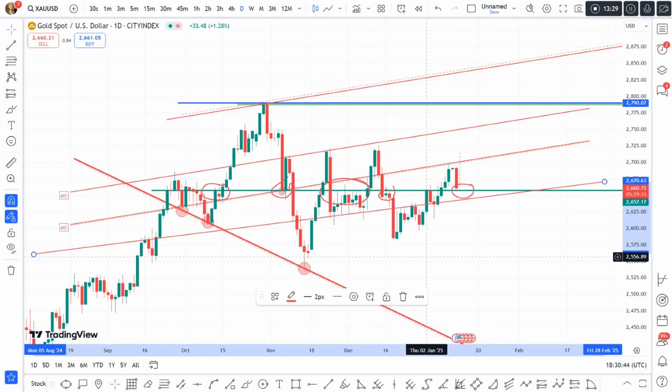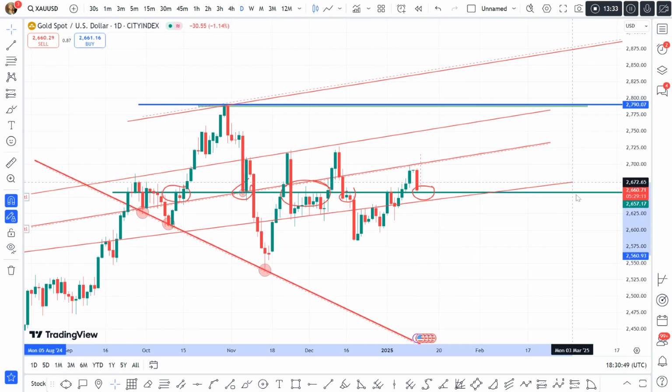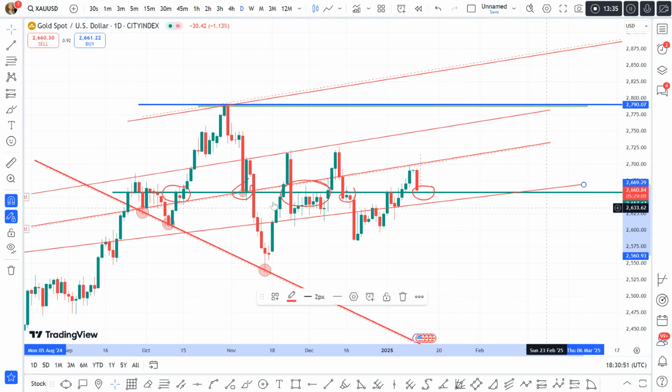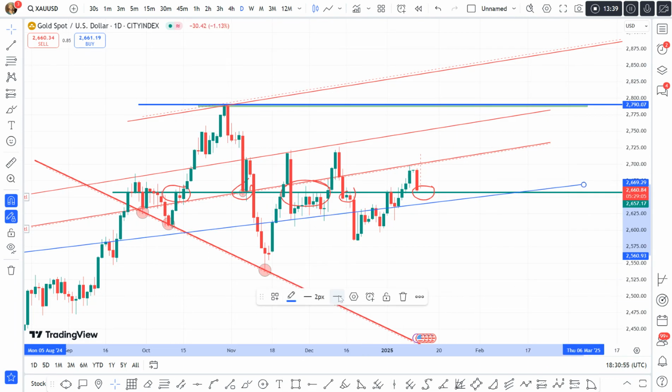This is a double structure. So when you look on your line chart, you will see this is a clear double structure. This is a clear double structure. I want to change the color to blue. Yeah, let's change the color to blue.